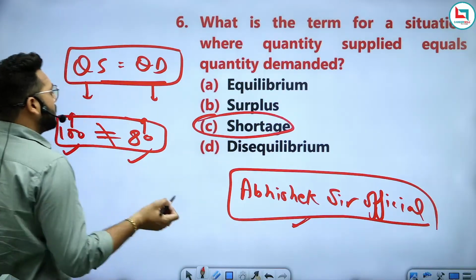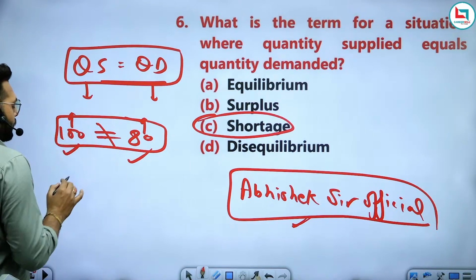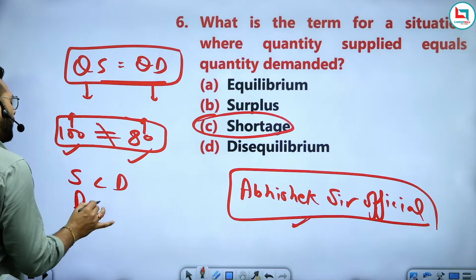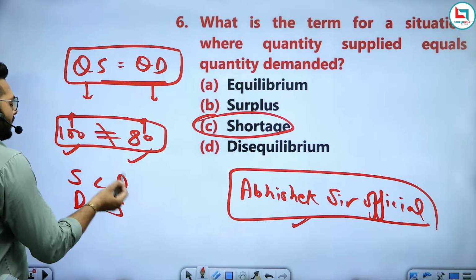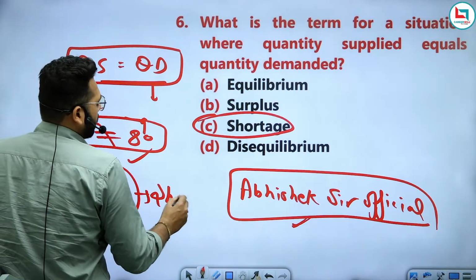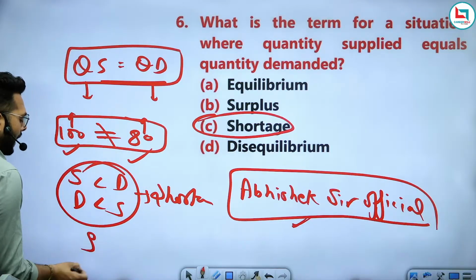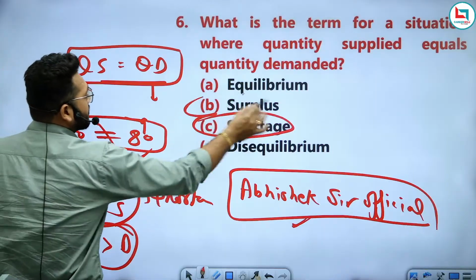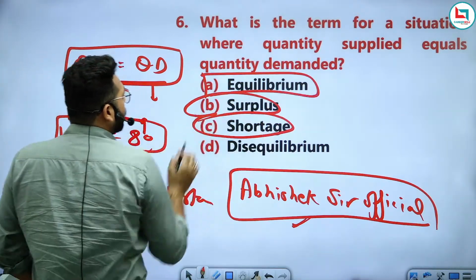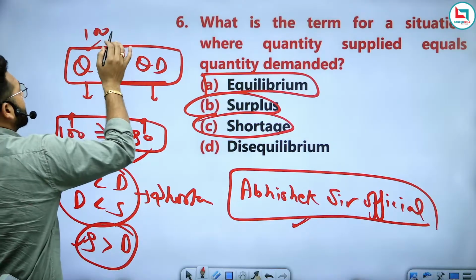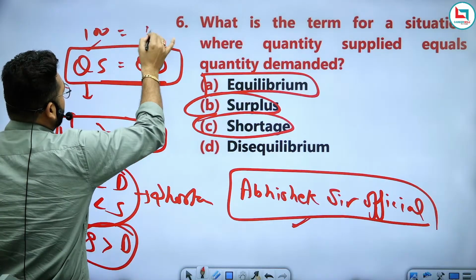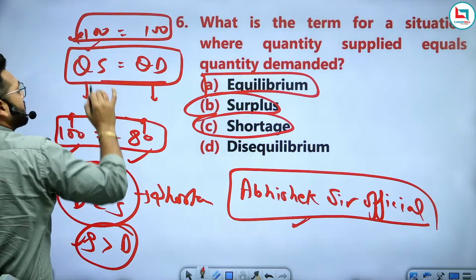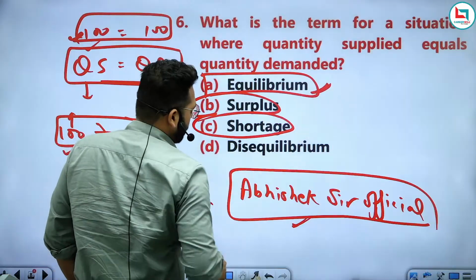What does shortage mean? In a situation like this, if the supply is less and demand is more, this situation becomes a shortage, right? If the supply is more and the demand is less, this situation is a surplus. But equilibrium means what? When there are 100 units demanded by the consumer, and the same 100 units supplied by the producer, this situation becomes the condition of equilibrium.